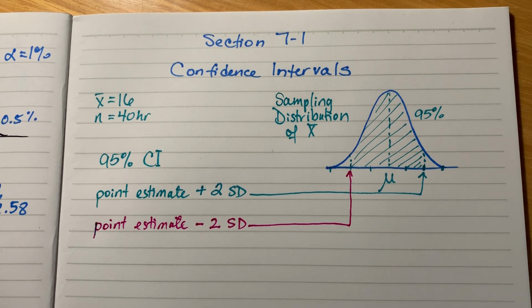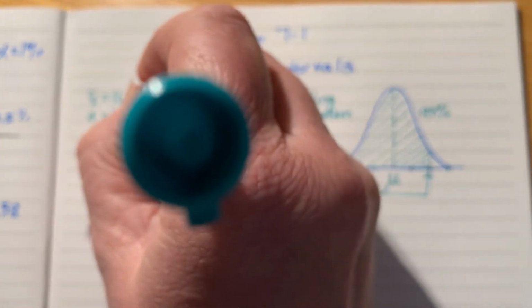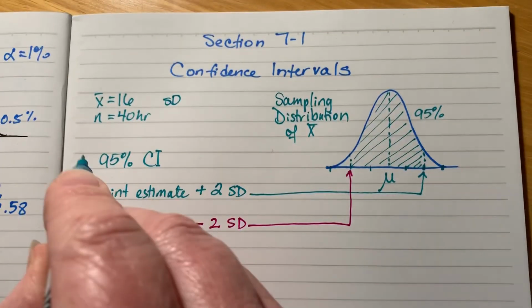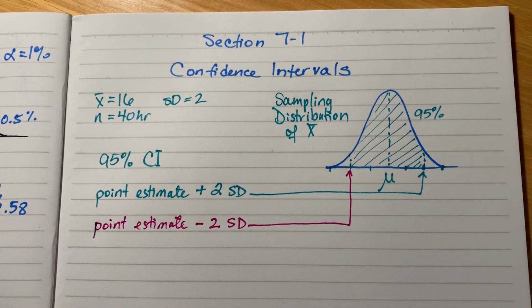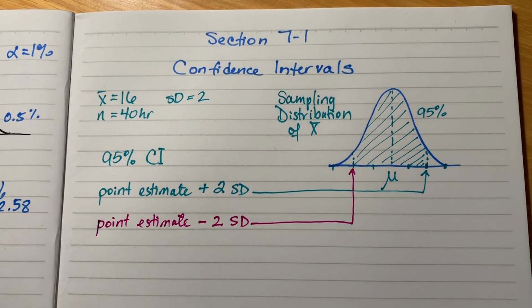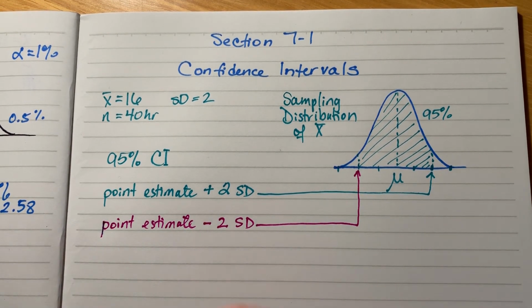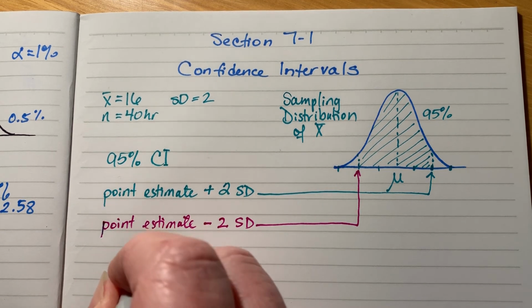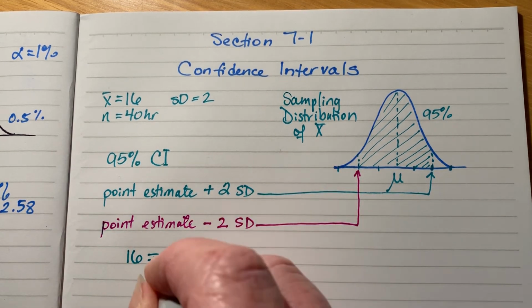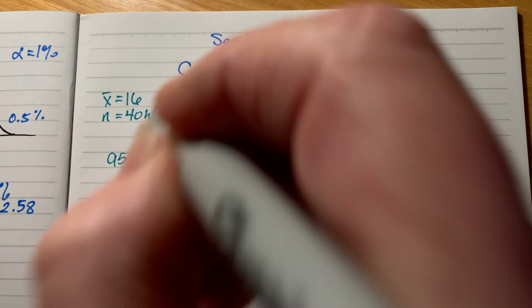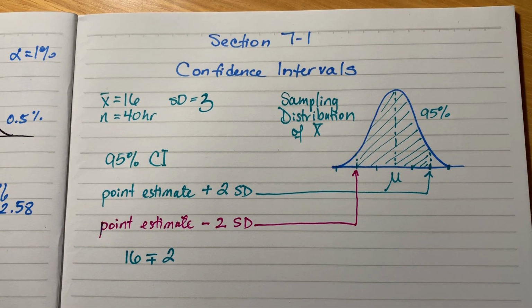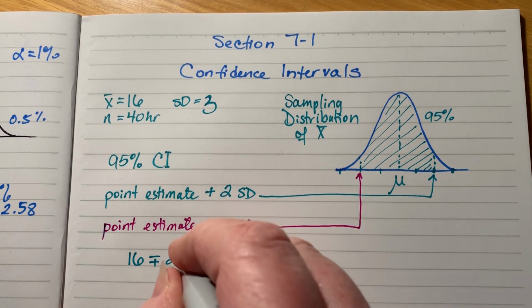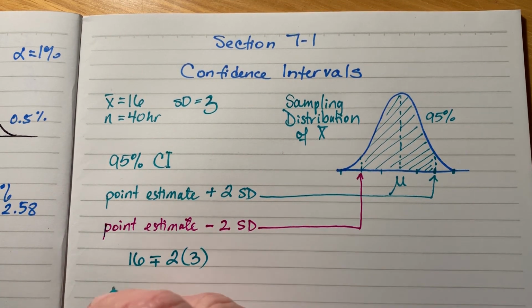Now, if I also knew that the standard deviation of this practice happens to be, I don't know, plus or minus 2 patients, for these 40-hour samples of patients in the practice, then what I would do is simply 16 plus or minus twice. I should probably have taken a different number. Let's make this 3 patients per hour. So I would take twice the standard deviation, subtract it, and twice the standard deviation, add it.